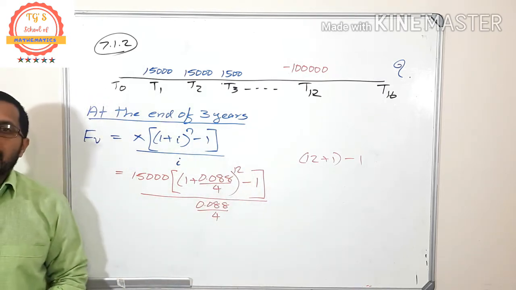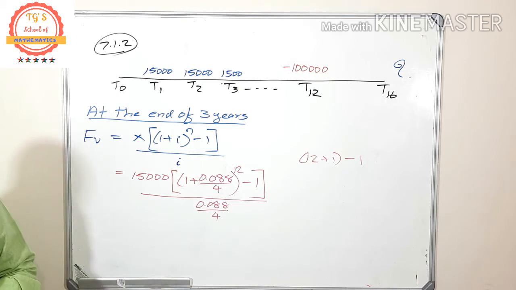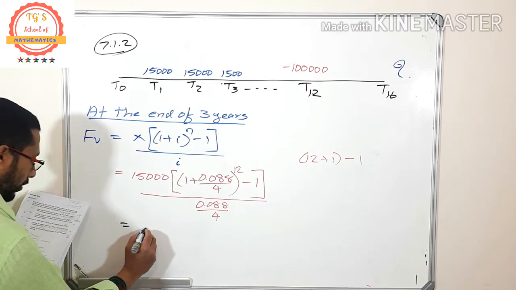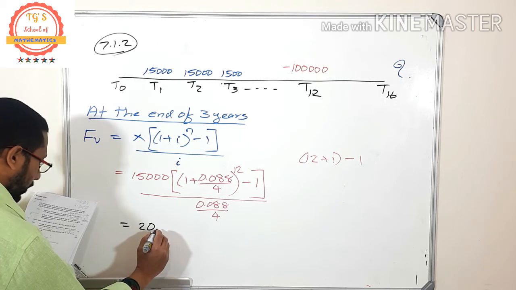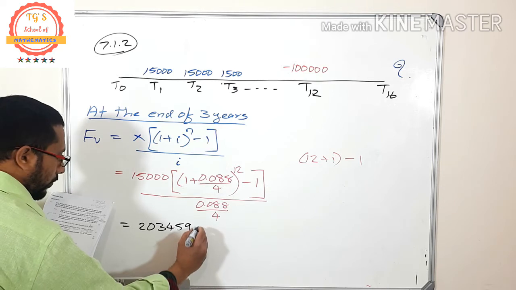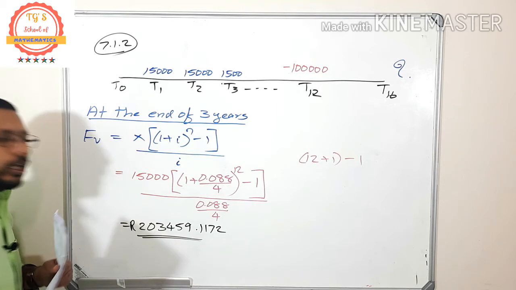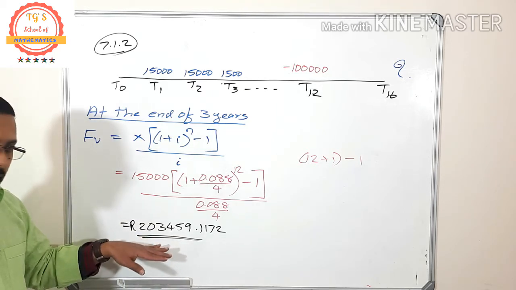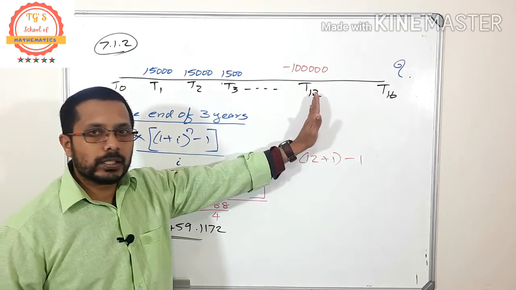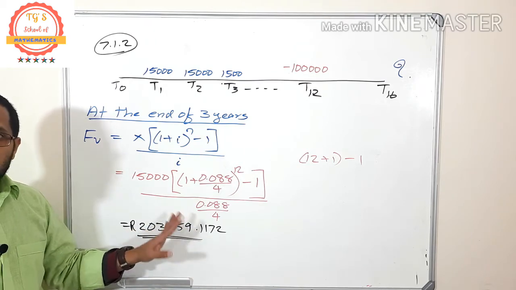So take your calculator and try to find the answer, okay? So what is the answer that you got? The answer that I got in my calculator is 203,459.1172. You can check in your calculator and check if this answer is correct or wrong, okay? So what is this amount? After 3 years, this is in her account, 203,000, that amount, okay?